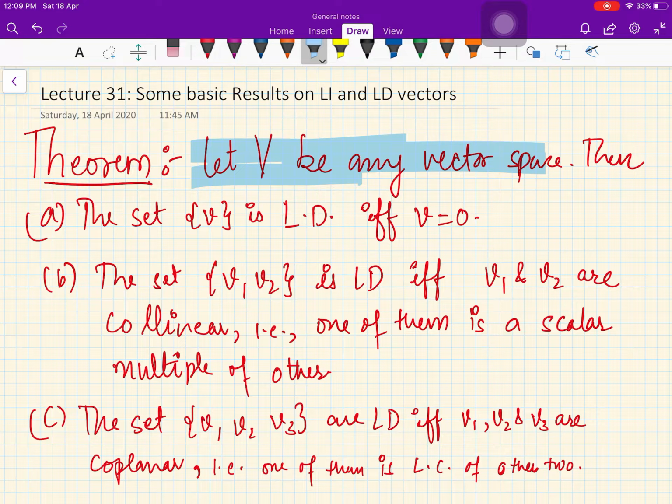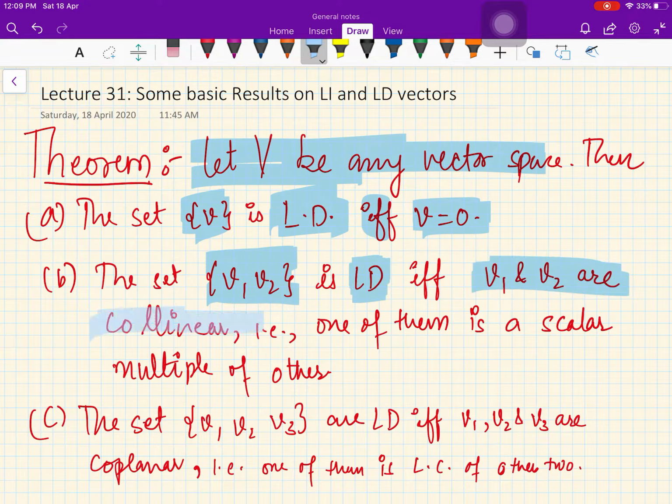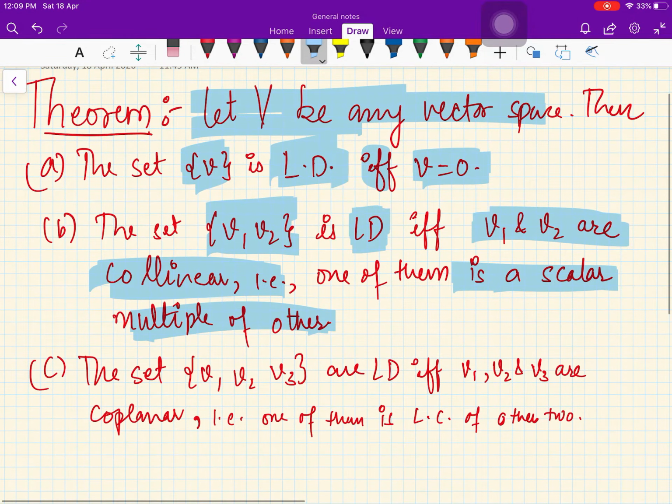Suppose V is your vector space. A set which contains only one element is linearly dependent if and only if that element is 0. So you cannot have a non-zero single element which is linearly dependent. This is one thing, and if and only if means we have to prove both ways. The second one is, if you have a set containing two vectors, say v1 and v2, then that set is linearly dependent if and only if v1 and v2 are collinear, meaning one of them is a scalar multiple of the other.